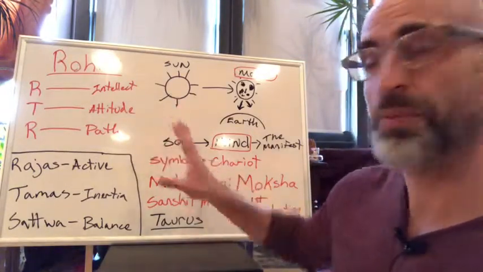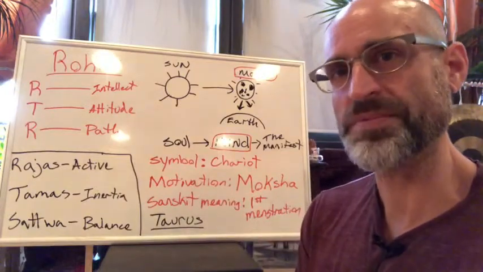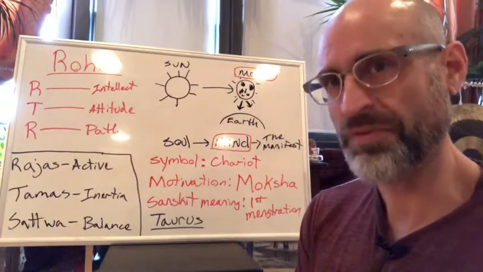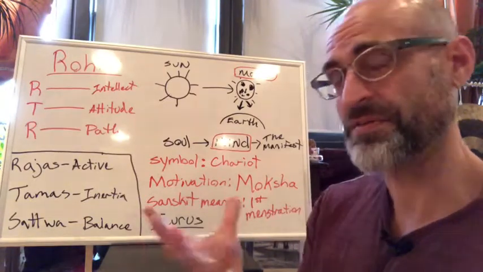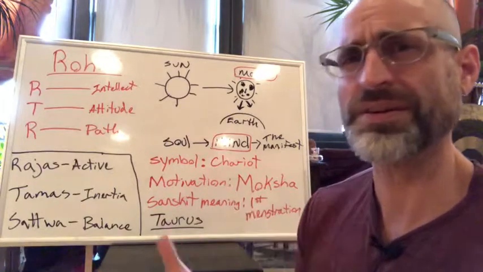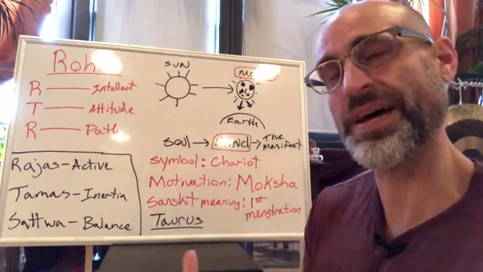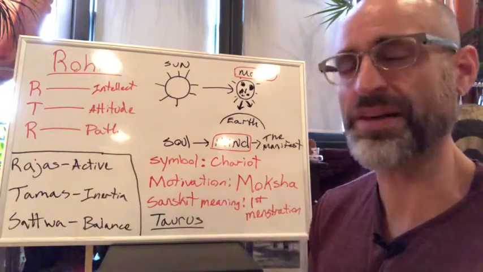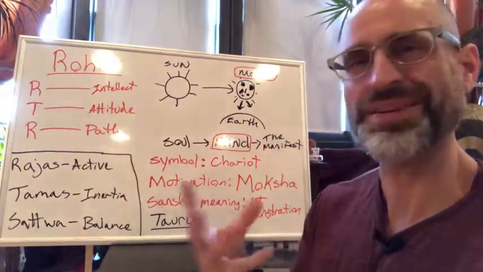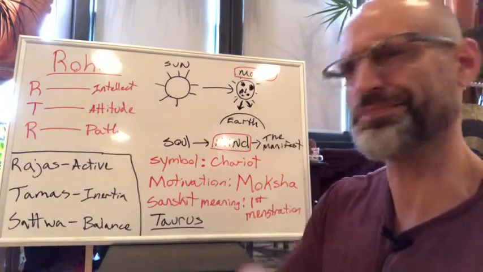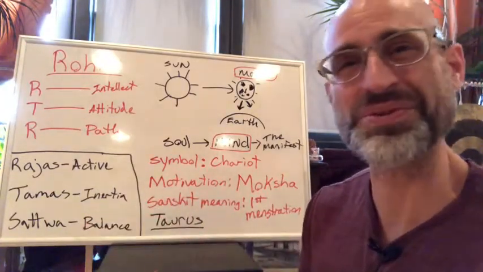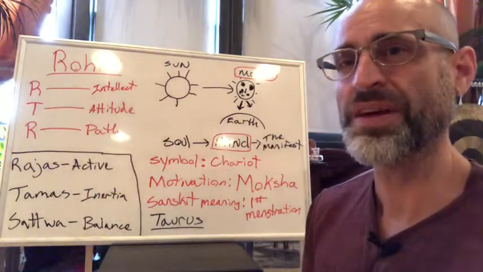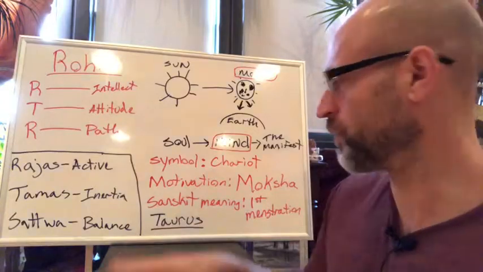So it's really important for Rohini to develop a sort of objectivity where they can see the possible pitfalls. Again, this is a very materialistic sign, and I don't mean materialistic in a negative way. The sign is meant to experience the pleasures of life, the sensuality of life, sex and touch and wonderful luxuries and perfume and all these sorts of things associated with this sign.